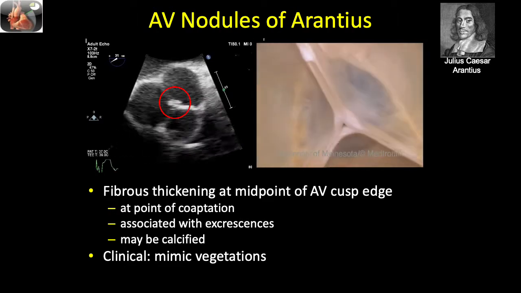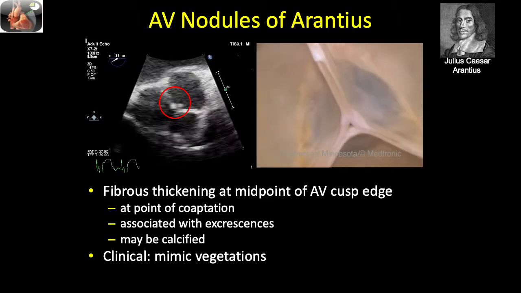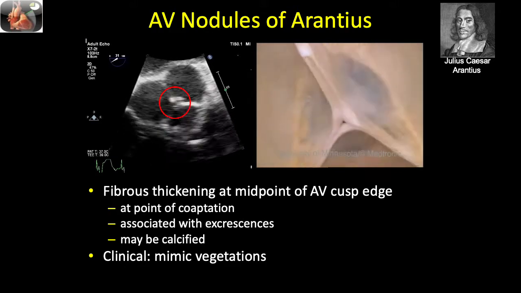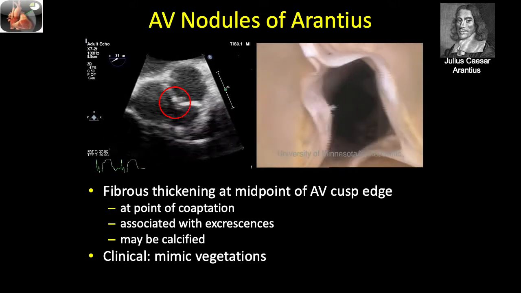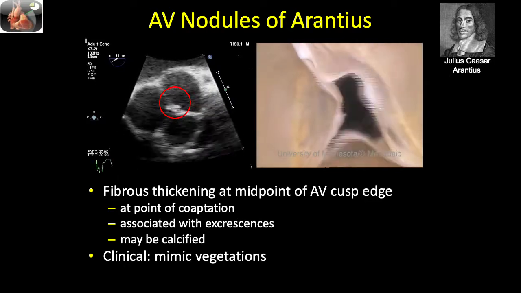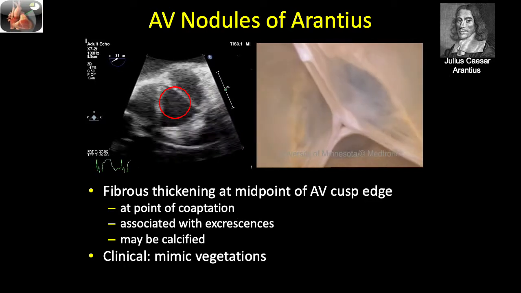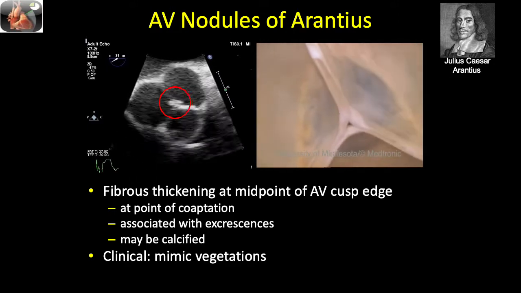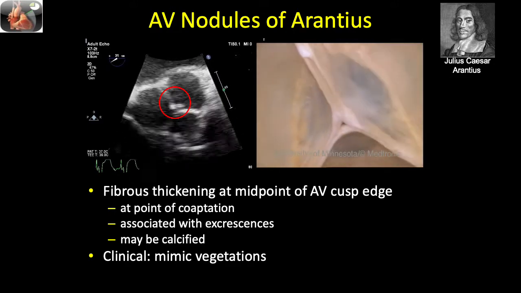These are seen as thickened nodules at the point of coaptation in all aortic valve cusps in the mid-esophageal aortic valve short axis and long axis views. The nodules are associated with Lambl's excrescences and may be calcified and mimic vegetations.